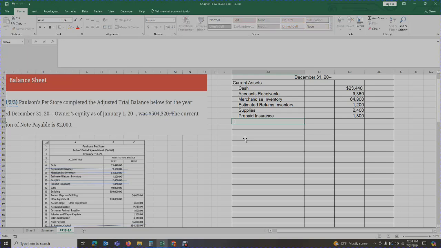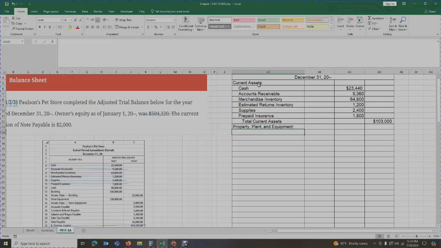So what I'm going to do here is I'm going to get my total current assets. Okay, these are my total current assets. I'm going to add them up. And I've got $103,000. Okay. Now my next section is property, plant, and equipment. Okay.